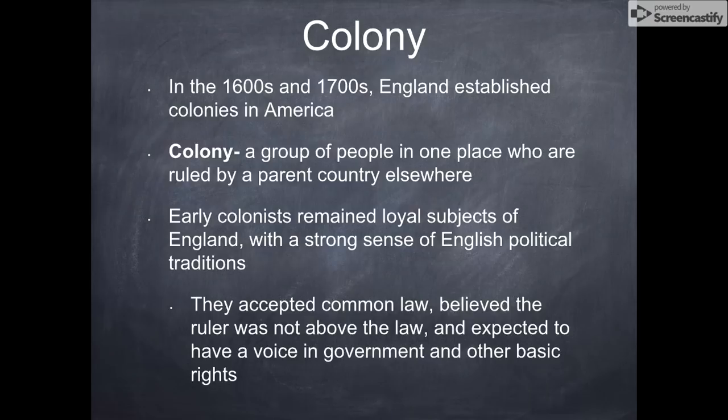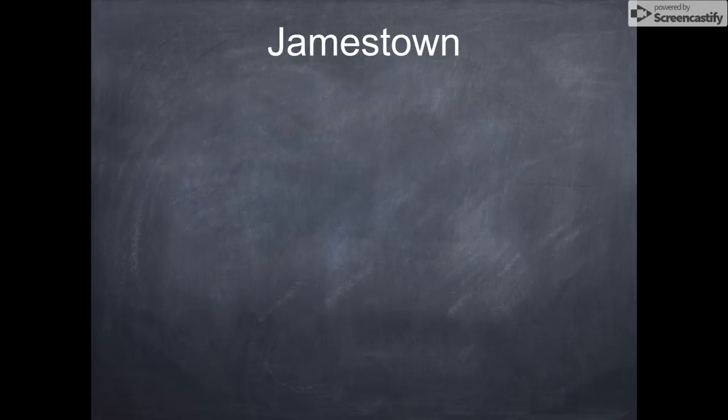They accepted common law, and we talked about common law earlier, and we said that that is law that wasn't necessarily written down, but came to have the same force that a written law would. And as time went on, it also began to include the rulings from judges and courts. They believed that the ruler was not above the law, which we learned was called rule of law, and expected to have a voice in government and other basic rights. So they came over here. They still were loyal to England, but they also thought that they were going to have more of a say so in how things were run.